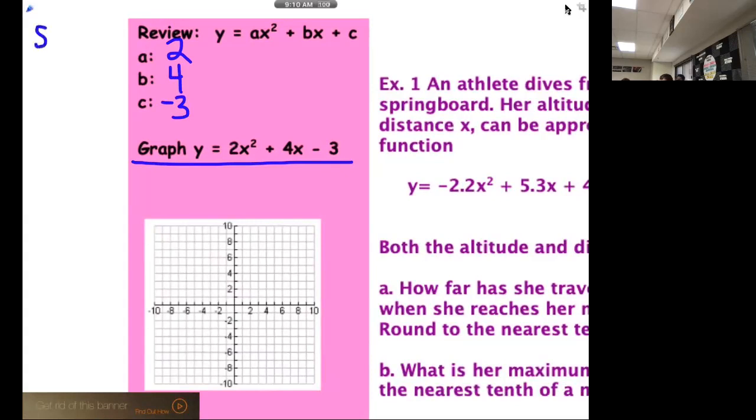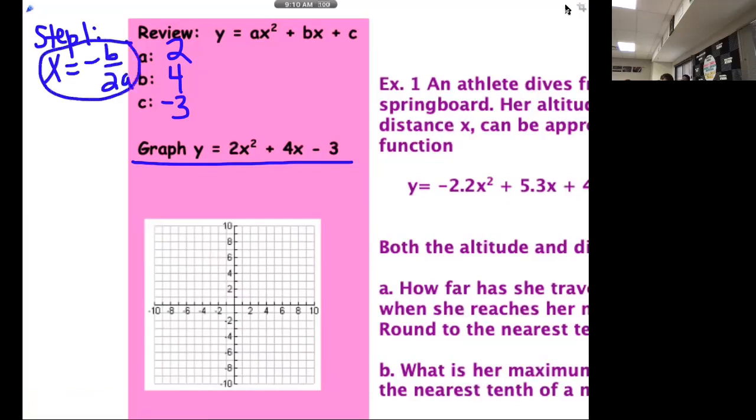Step 1 says I take x equals -b over 2a. By the way, this formula is going to come in super handy today. We're going to use it a lot, because it's not only the axis of symmetry, it also provides us with huge amounts of information when we're dealing with word problems.